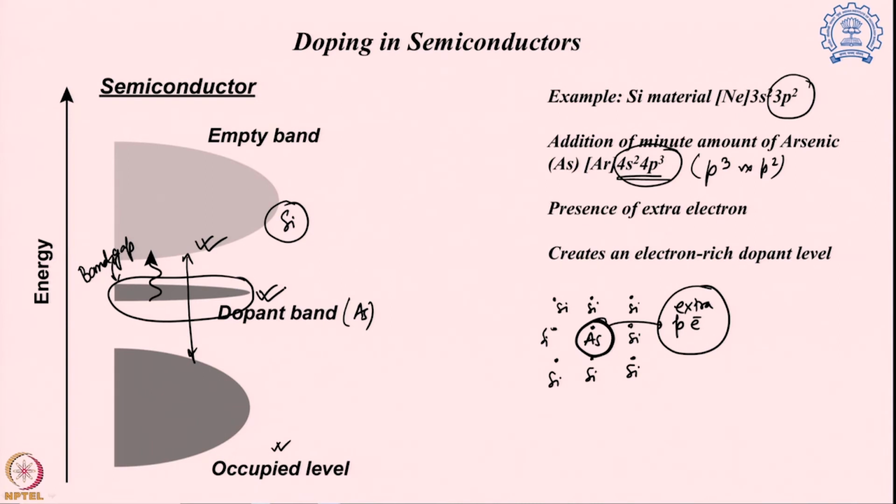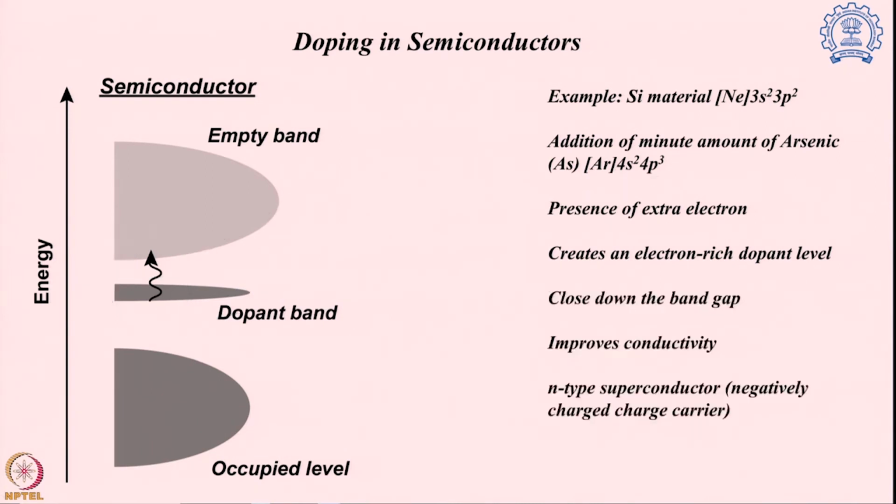And here the conductivity is improved because of the presence of an extra electron, which makes it a negatively charged system. So the charge is carried by a negatively charged electron. That is why this is known as the N-type semiconductor, where we create a system by doping with a different material which has an extra electron compared to the original material.